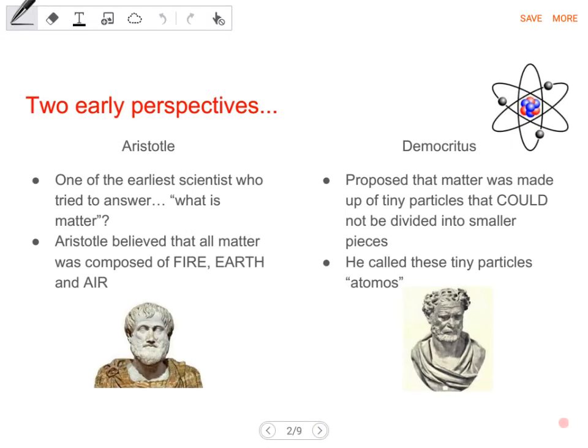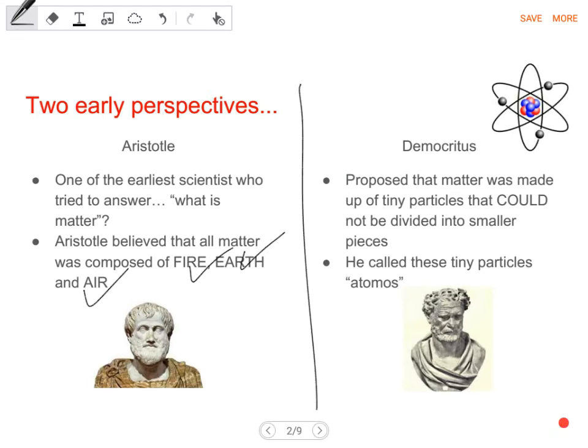Two of the earliest were what you can see right here. You have Aristotle, and he's one of the earliest scientists who tried to answer, like, what is matter? A very, very simplified approach. He actually believed that all matter was made of earth elements, fire, earth, and air. Well, it didn't prove to be right, but that's one of the early contributions.